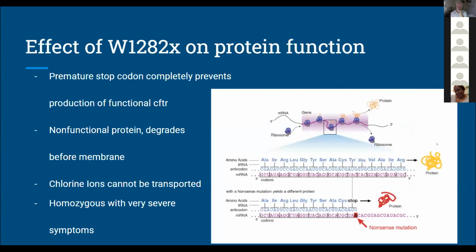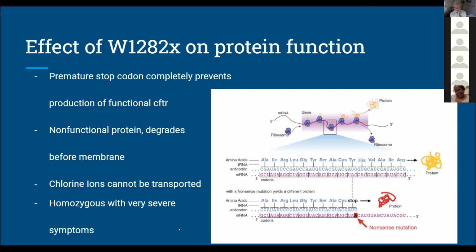Normally, the information from the mRNA is used to create CFTR by translating to protein and so forth. However, because of the premature stop codon implemented by the mutation, the protein doesn't produce effectively and will deteriorate before it ever makes it to the membrane.